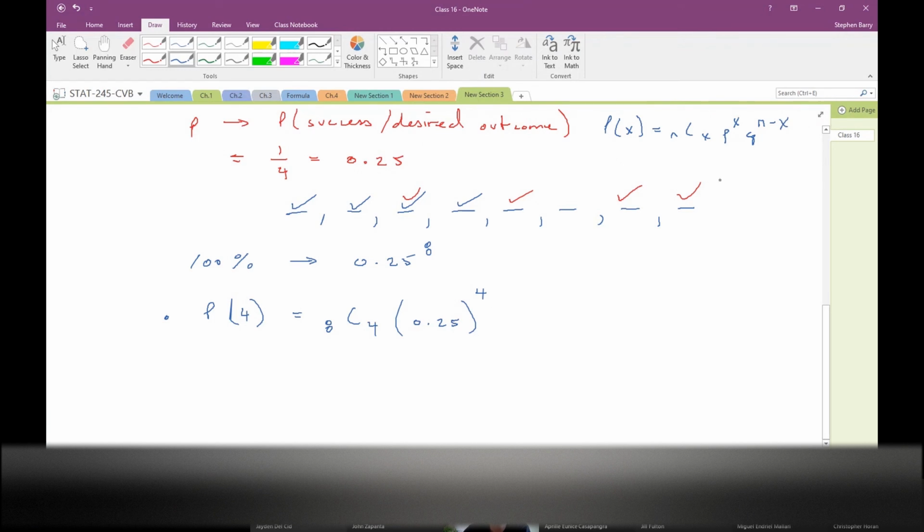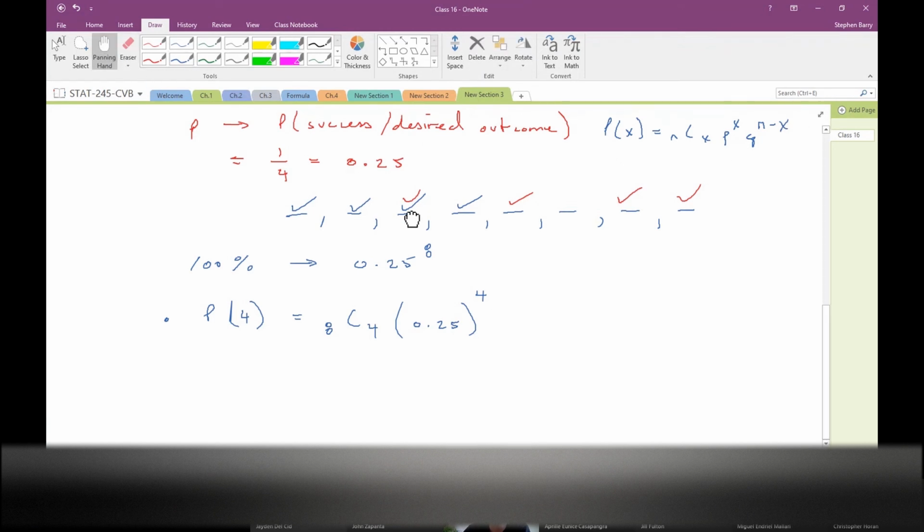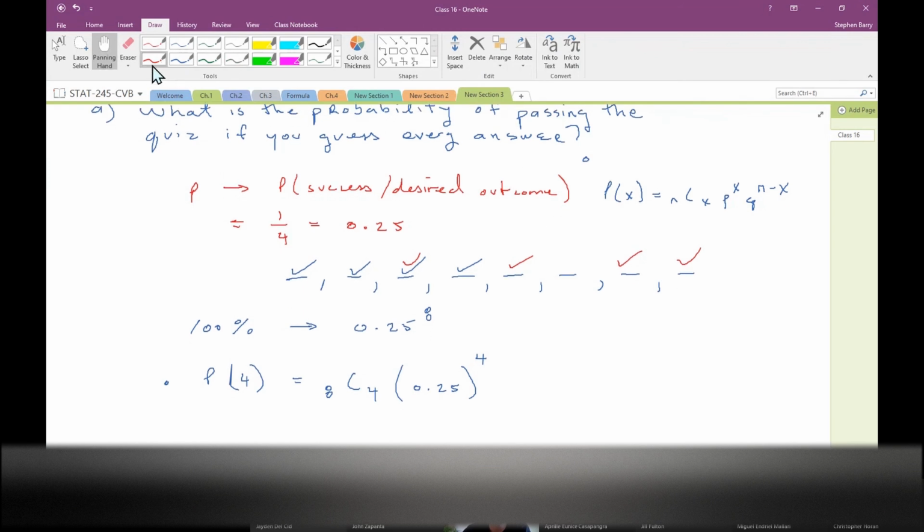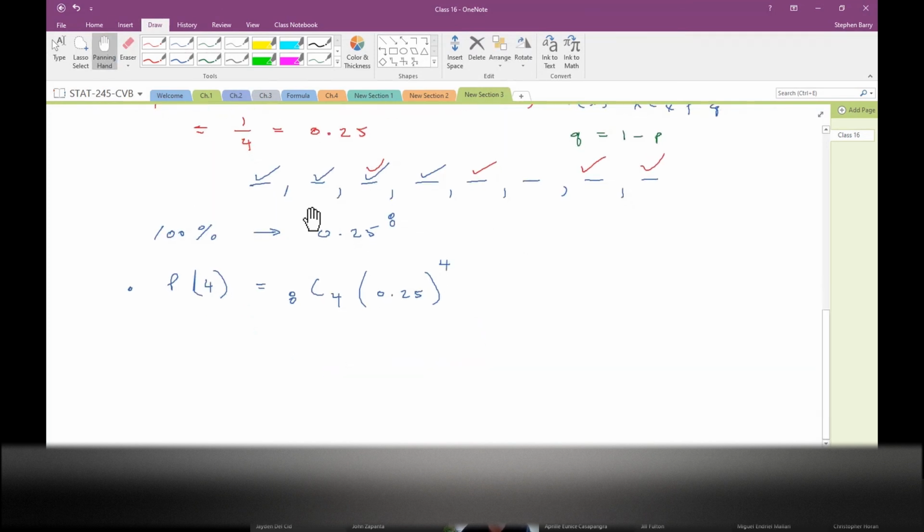The probability, so q is the probability of not a success. So q is always 1 minus p. This is the complement event, as we say in statistics. So the probability of getting exactly 4 wrong and exactly 4 right would be this, because again, there's multiple ways to get 4 out of 8. And this is telling us that you're going to get exactly 4 right and exactly 4 wrong.